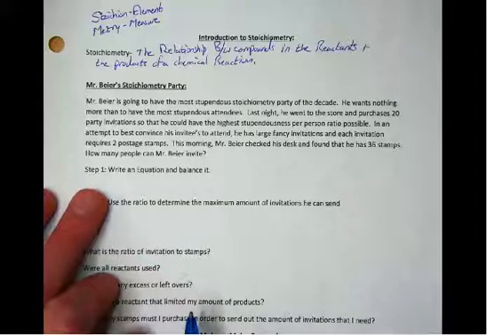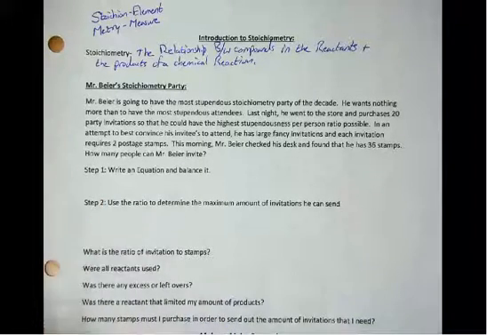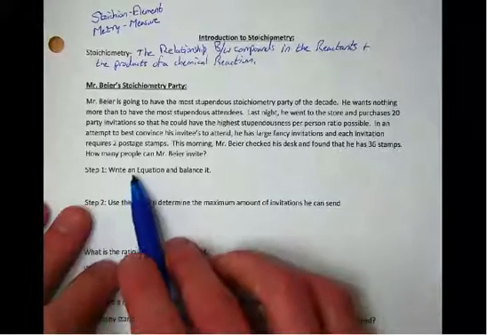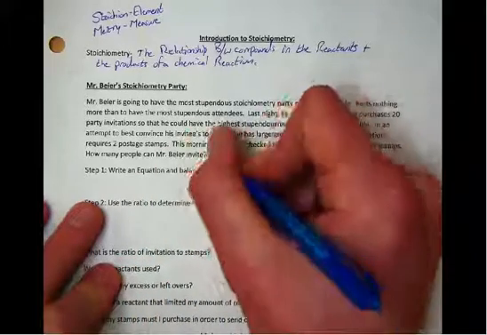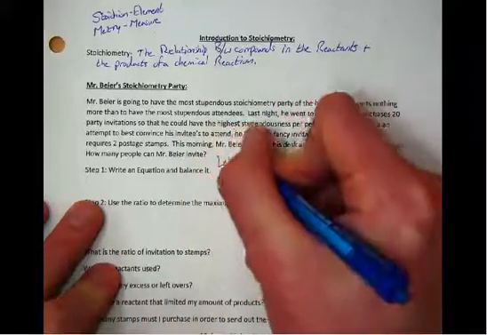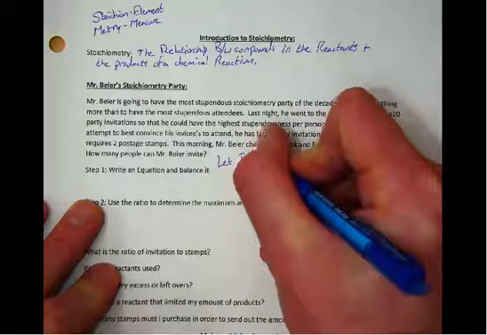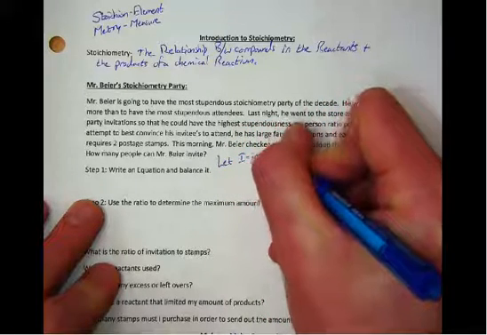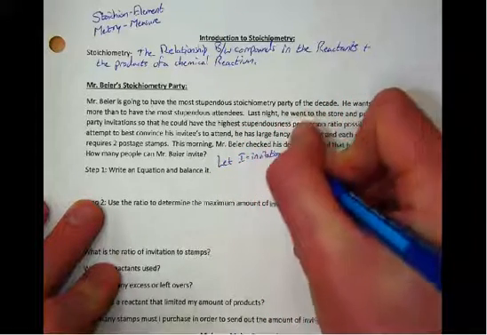All right. In order to solve this problem, just like we would solve a stoichiometric problem in terms of chemicals, the first thing we're going to do is write an equation and balance it. Before we write the equation, we're going to define a couple of terms. We're going to say let I equal invitation, and we're going to let S be our stamp.